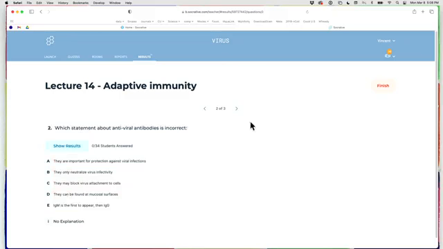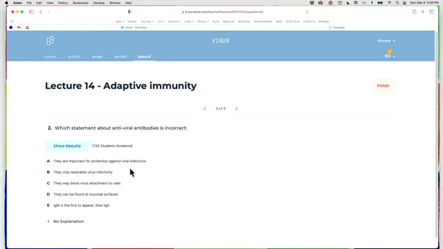Our next question is, which statement about antiviral antibodies is incorrect? A, they're important for protection against viral infections. B, they only neutralize virus infectivity. C, they may block virus attachment to cells. D, they can be found at mucosal surfaces. E, IgM is the first to appear, then IgG.